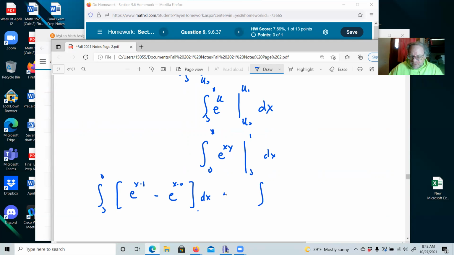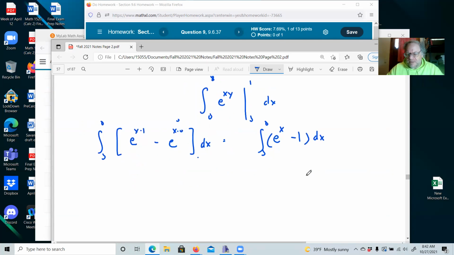So this is going to be from 0 to 8, e to the x times 0 is 0, and e to the 0 is 1, dx. And now we have this to integrate. Not so bad. This is going to be e to the x minus x from 0 to 8. So e to the 8 minus 8, that's the first bit, minus e to the 0 minus 0.